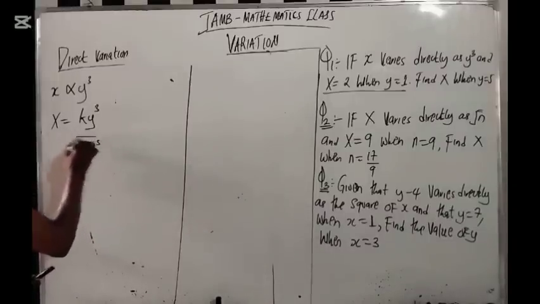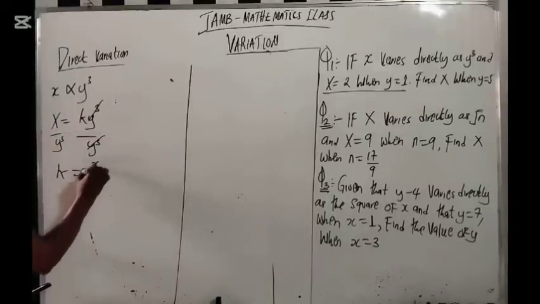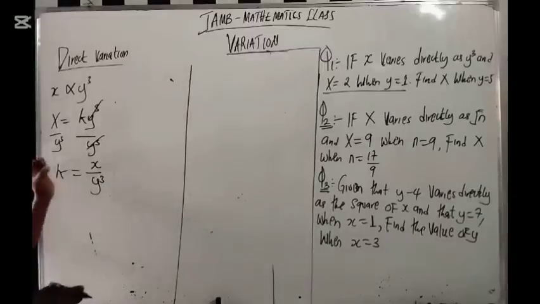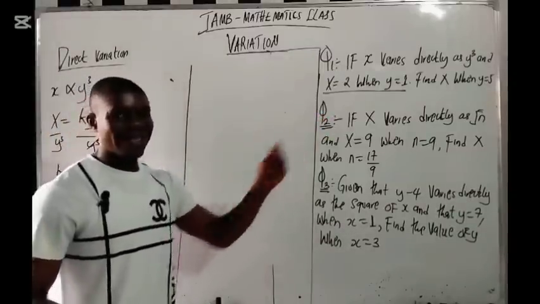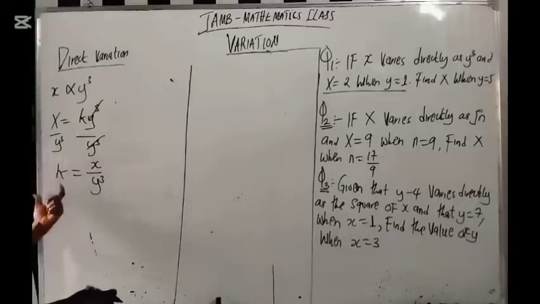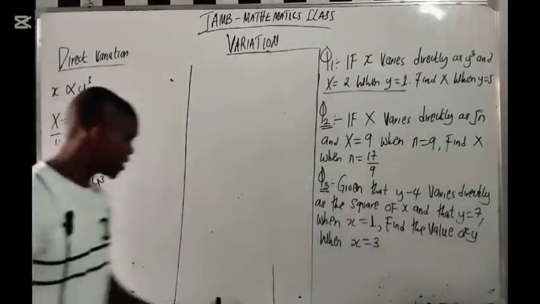Y cubed is about 3, right? So cancel this one here. So what you have here is k equals x over y cubed. So the goal here, whenever you have this kind of question, is to look for your constant first. When you have solved your constant, this is what you now use to solve for x when y equals 5, right? It's very easy.